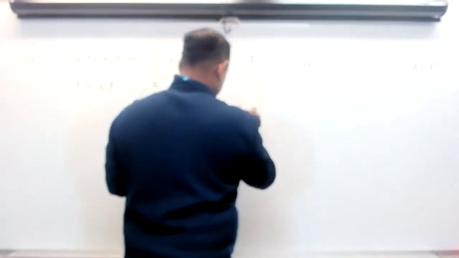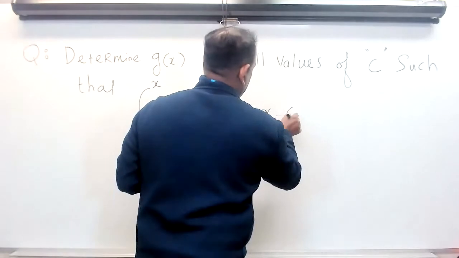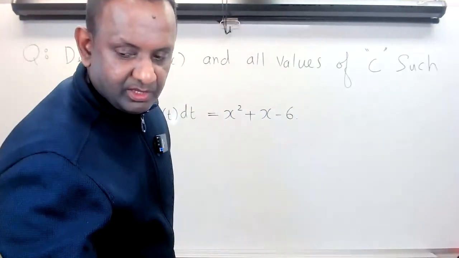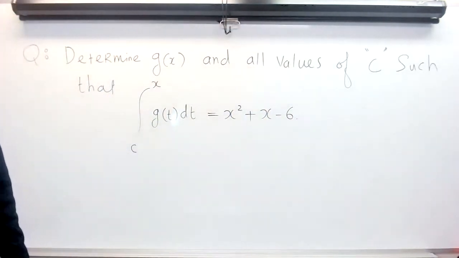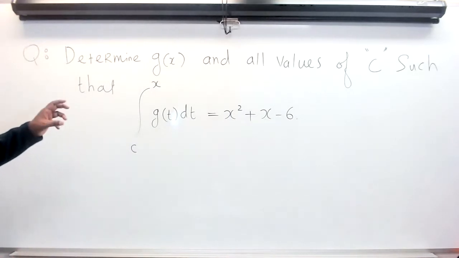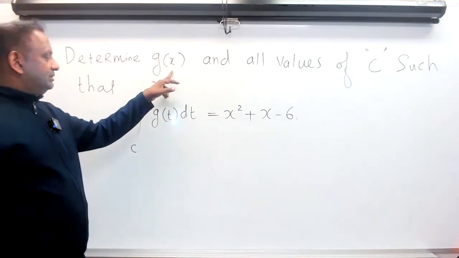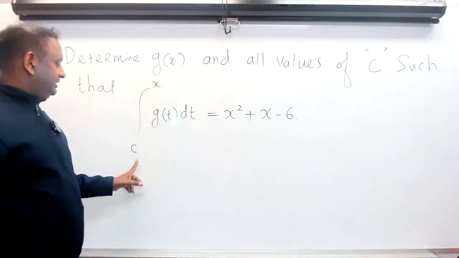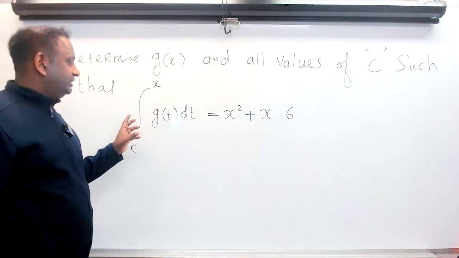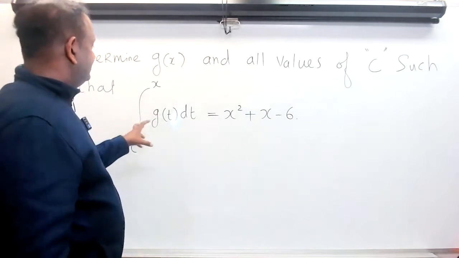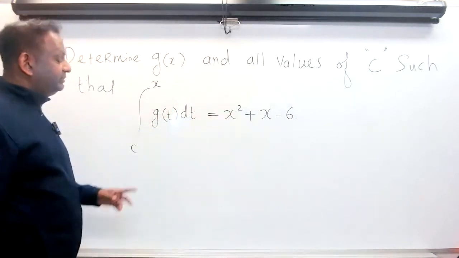Here, t is like a dummy variable. The integral of g(t) dt is nothing but x squared plus x minus 6. That's our question. We have to find g of x, not g(t), g of x, and all values of c in such a way that this relationship holds.